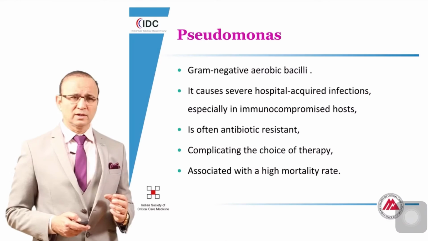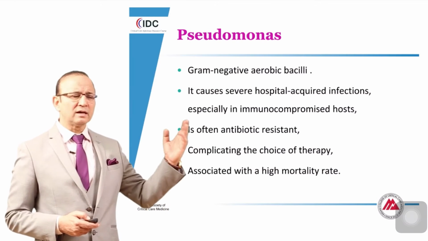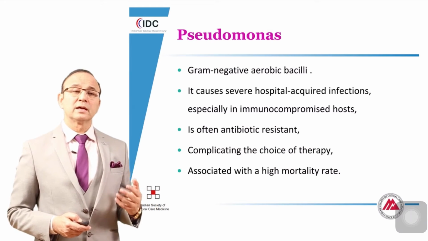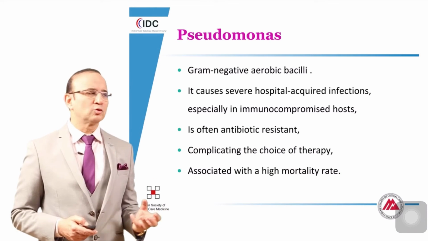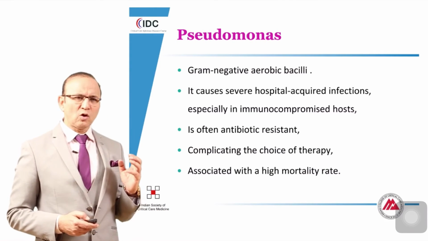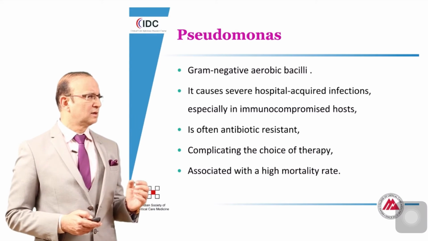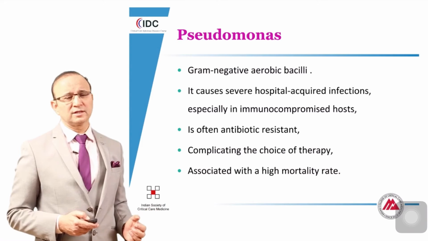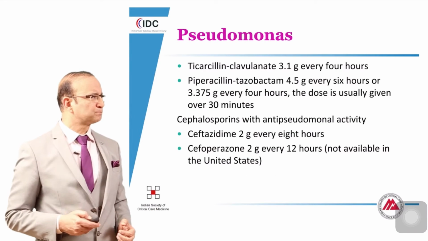I'll now discuss in brief, more or less the treatment is similar to Acinetobacter, another non-Enterobacteriaceae multi-drug resistant gram-negative bacilli, and that's Pseudomonas. Pseudomonas is a gram-negative aerobic bacilli. It causes severe infections in hospital-acquired or immunocompromised patients, is often antibiotic resistant, which complicates the choice of therapy. It is associated with a high mortality rate.